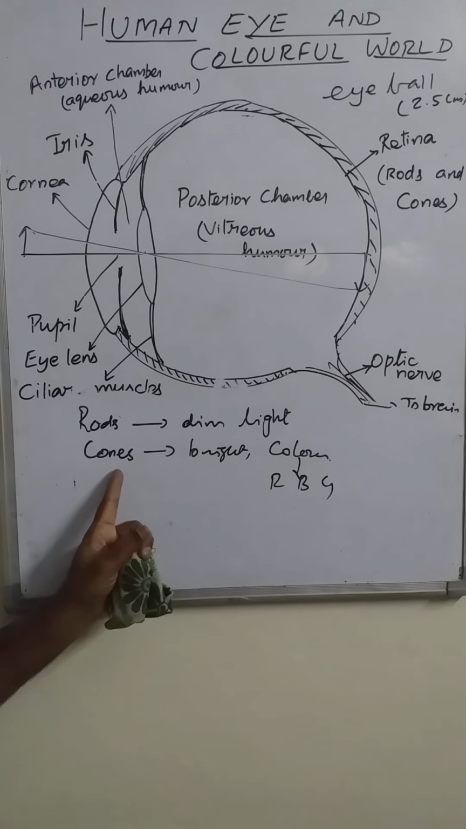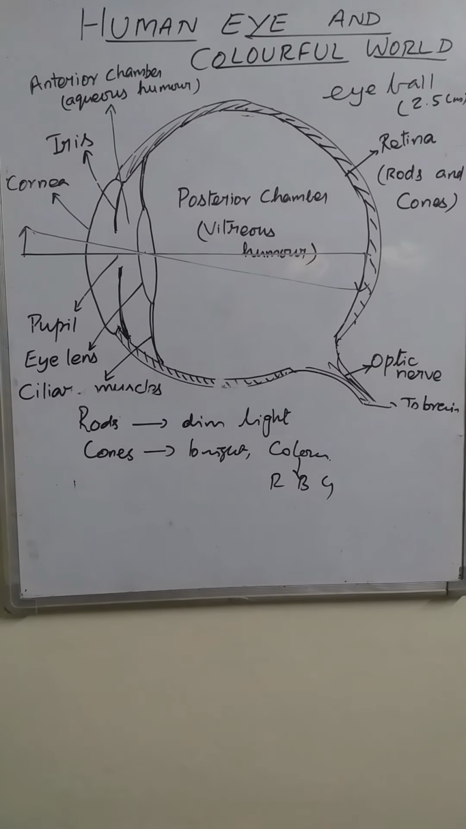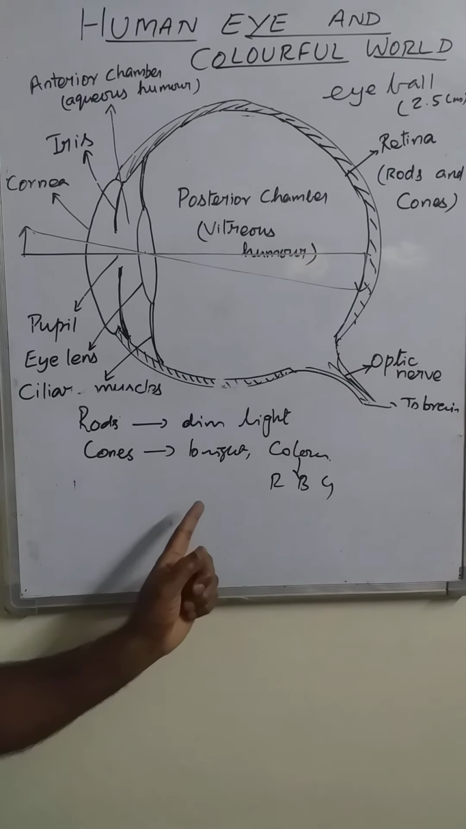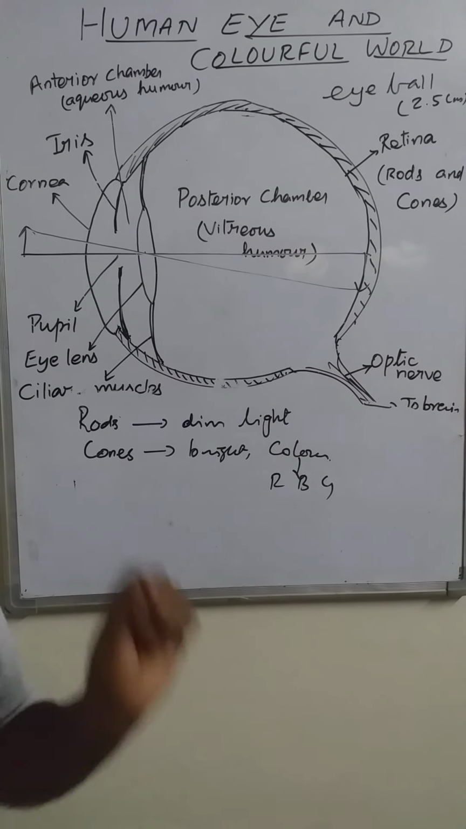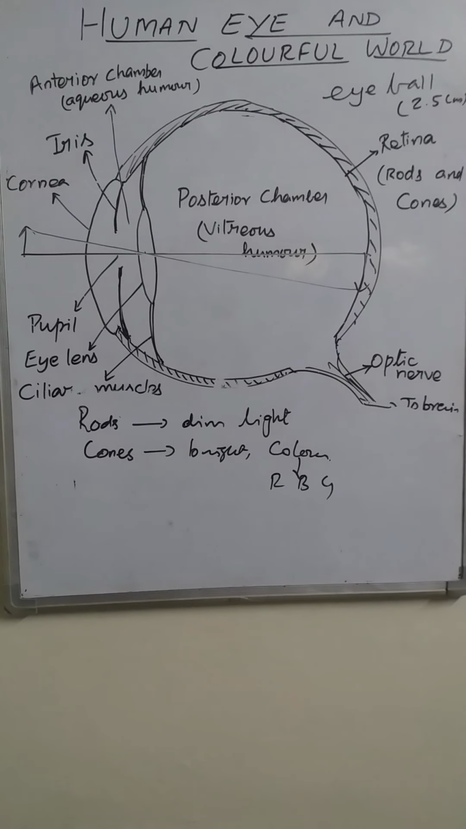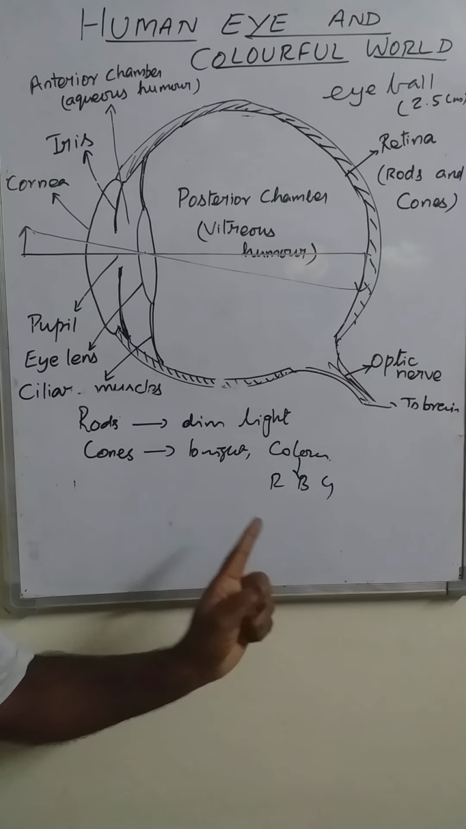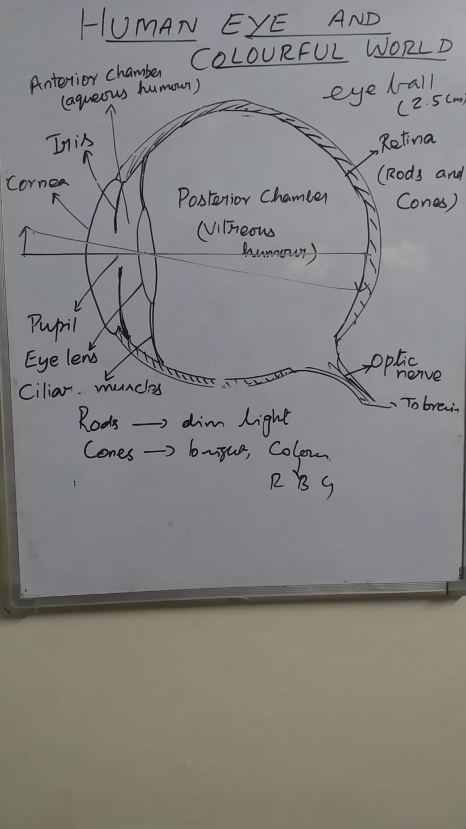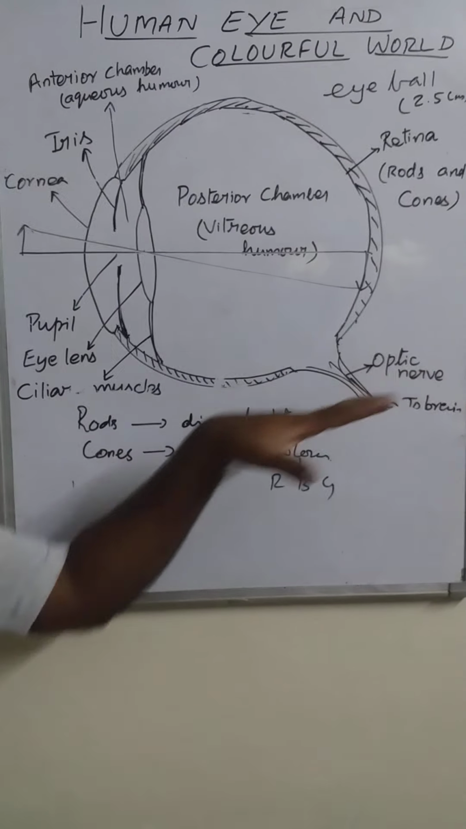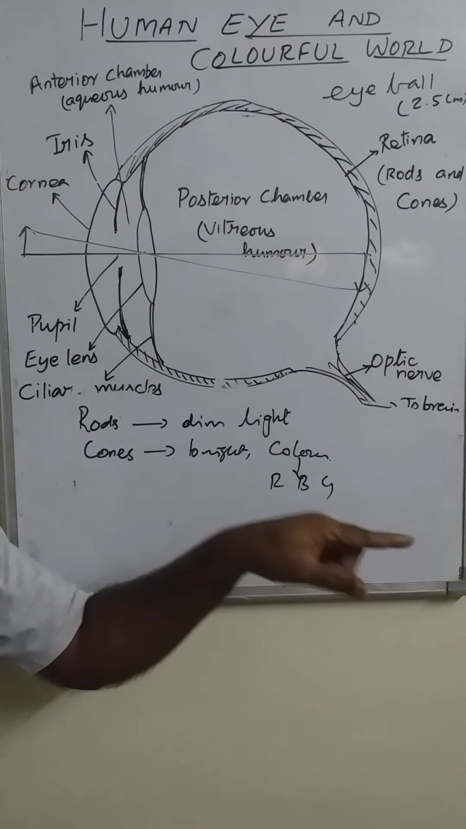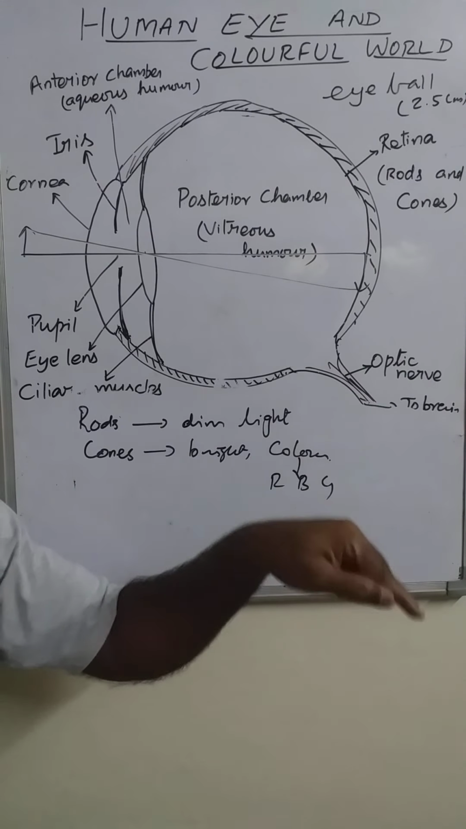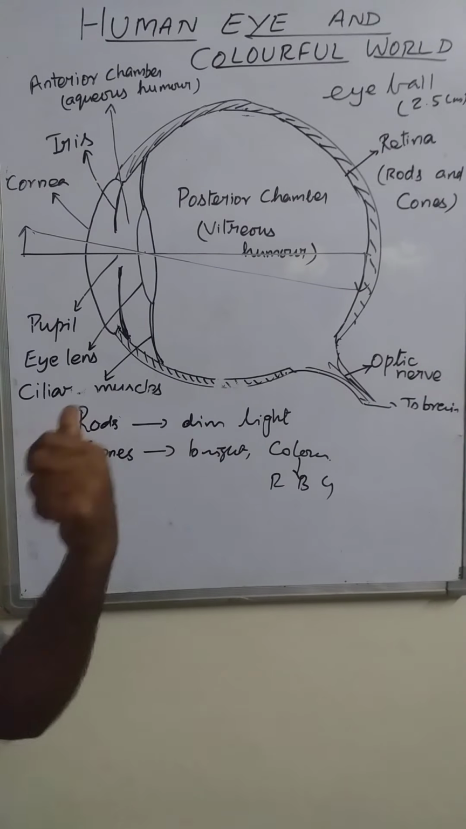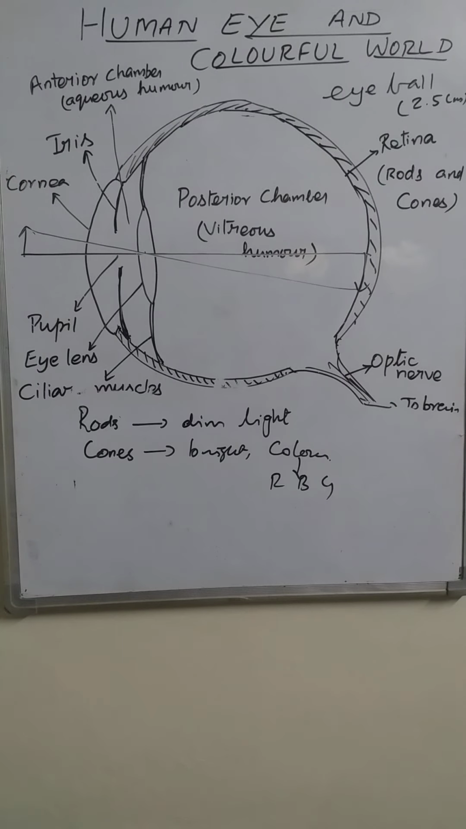If a person is having less number of cone cells, then they will not be able to distinguish the various colors. Suppose a person is having no red color cone cells, then that person will not be able to distinguish the objects which are red in color. Suppose we have a number of objects in different colors, they will not be able to find the red color objects because they don't have red color cone cells.